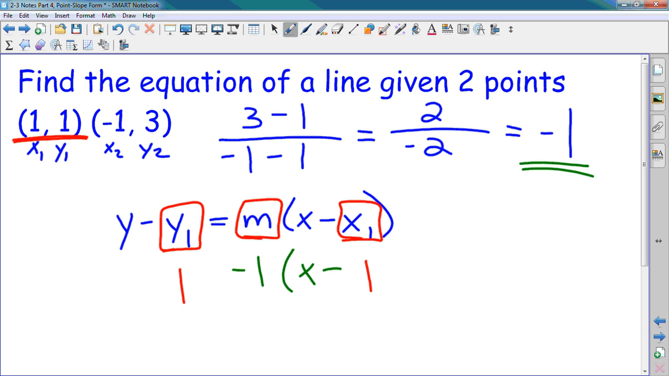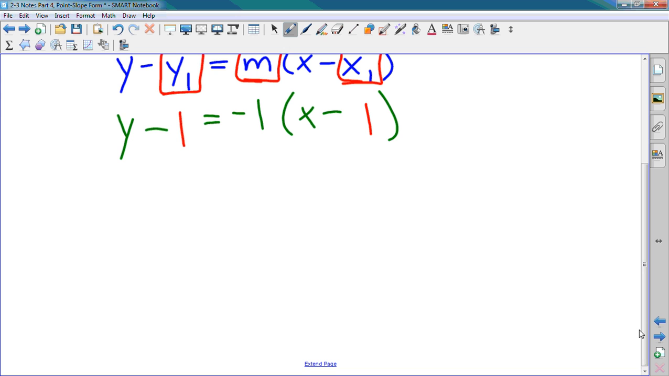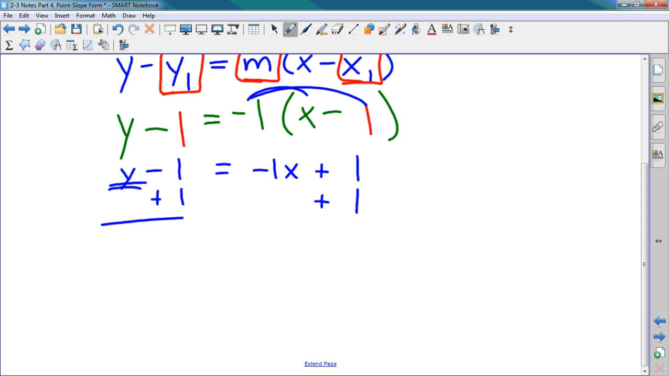And I have x minus equals y minus. Now, how do we put it in y equals mx plus b form? We solve for y. So I'm going to distribute my negative 1. So I have negative 1x plus 1. This negative 1 times negative 1 is positive 1. Equals y minus 1. Solve for this y, so add 1 to both sides. And I'm left with y equals negative 1x plus 2.